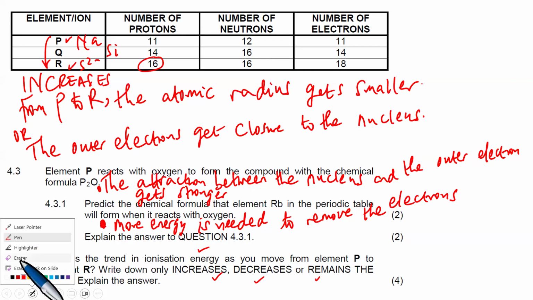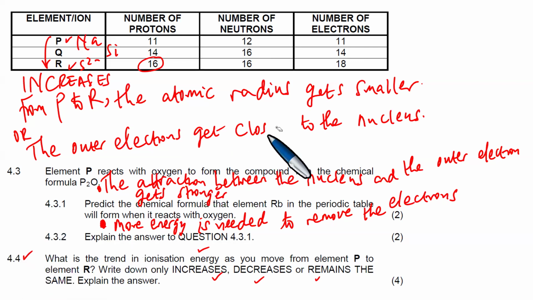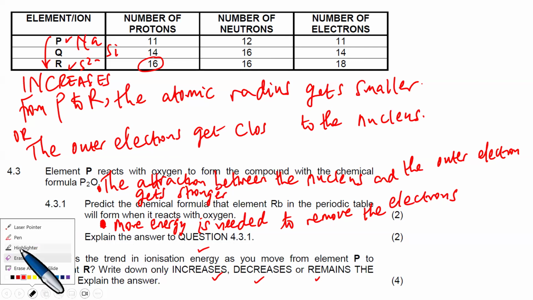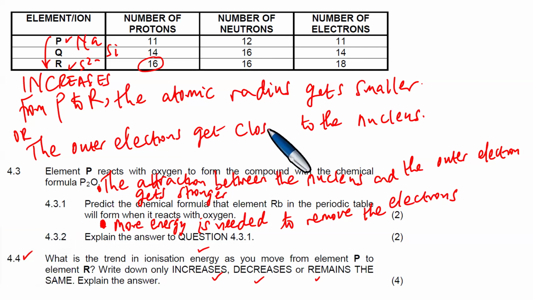I need to write quite clearly here. So the outer electrons get closer to the nucleus. The attraction between the nucleus and the outer electron gets stronger. More energy is needed to remove the electrons. So that is what we're able to see.